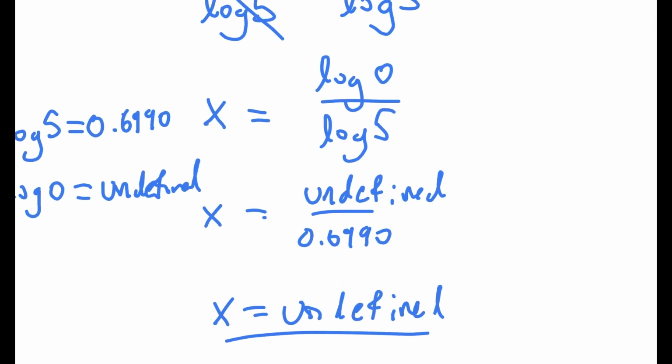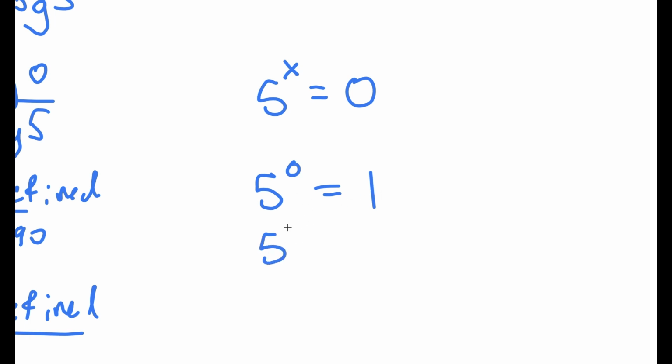And another way to actually prove this is, our equation was 5 to the power of x equals 0, right? Well, 5 to the power of 0 is equal to 1. Let's do 1 less than 0, 5 to the power of negative 1. This is equal to 1 over 5.